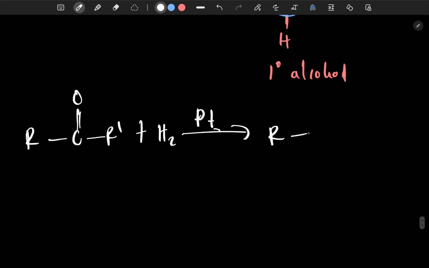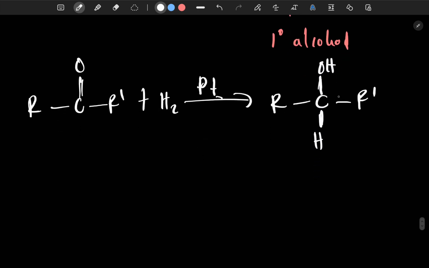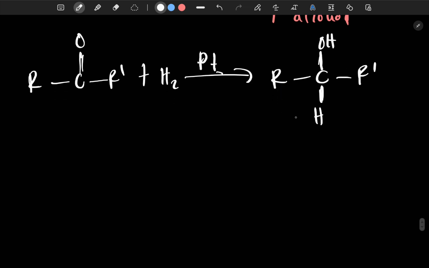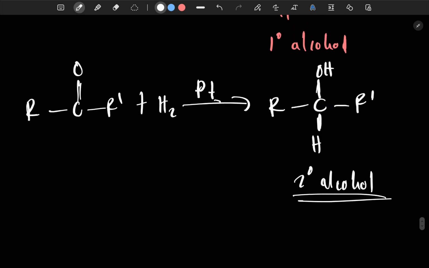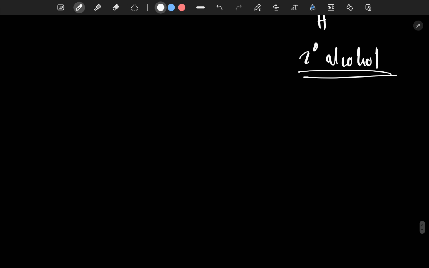So R, C, R prime, this becomes a single bond OH, and then we add an H somewhere else. Because it's not bond line, it's displayed, we can put our H like this, and we are done. This is going to be a secondary alcohol. Whatever alcohol you get, change the double bond, make it a single bond, and OH, then put another H somewhere. And you're done. That's the second.